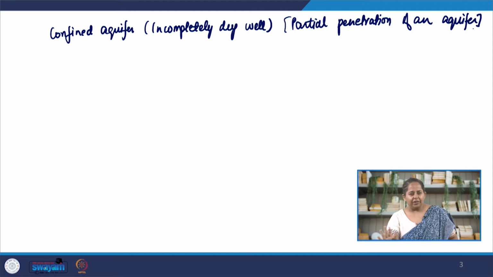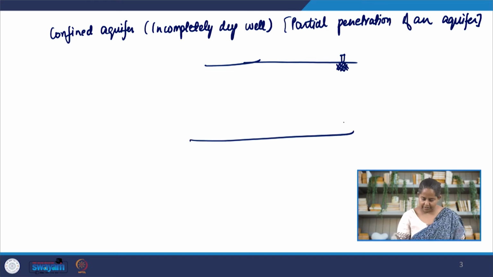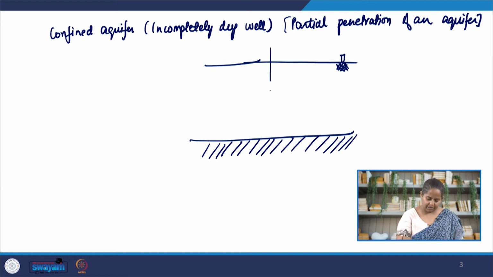Alrighty. Now, why do we need a correction factor again? Let us take a look. So, let us say you have an unconfined aquifer, and this is the impervious bottom layer. It is unconfined, and you have an incomplete well. It is not completely dug, it is partially penetrating the aquifer.